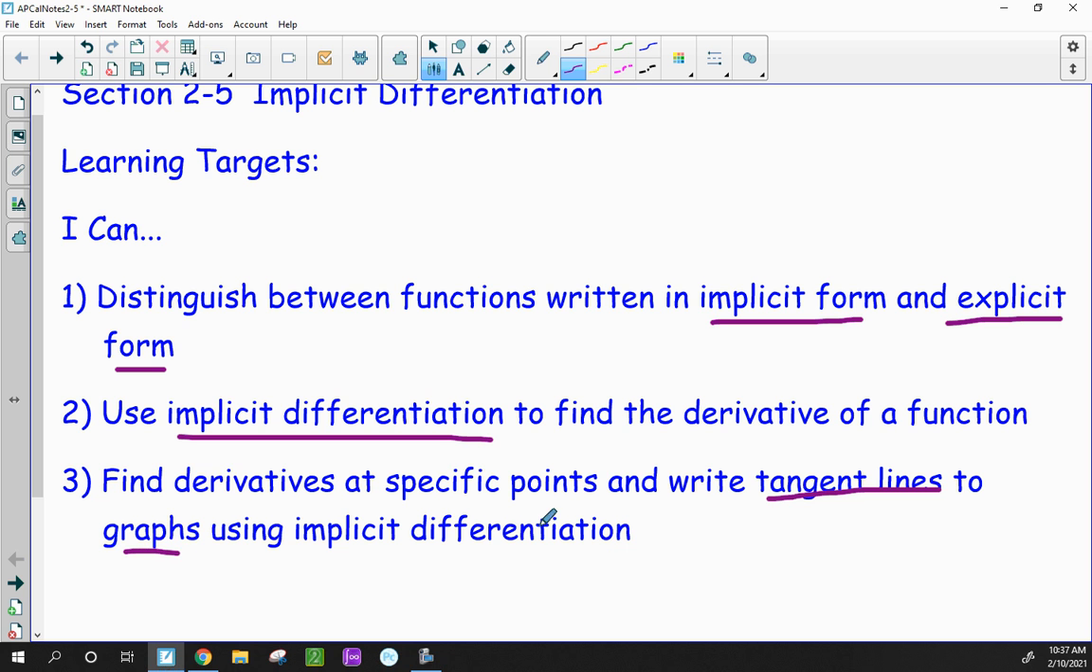So when we're doing number 3 and writing a tangent line, writing an equation for a tangent line, remember we want to use point-slope form, so we definitely need a point and we're going to need a slope.